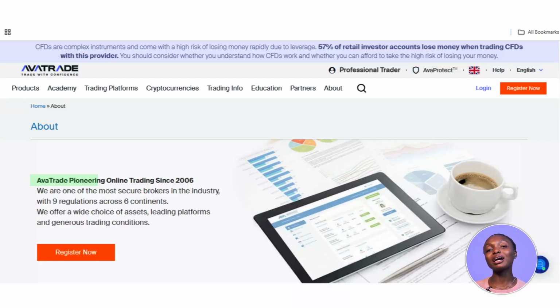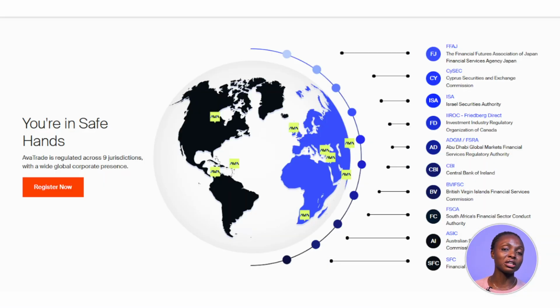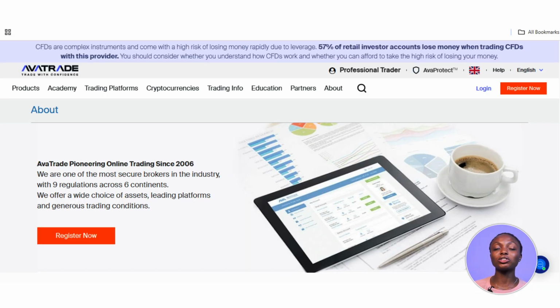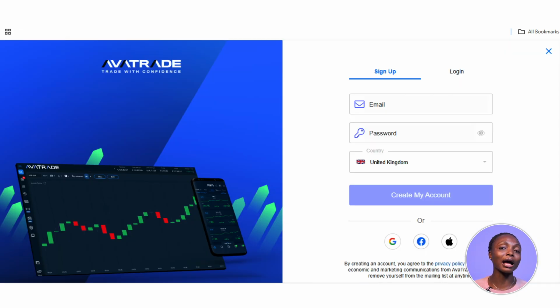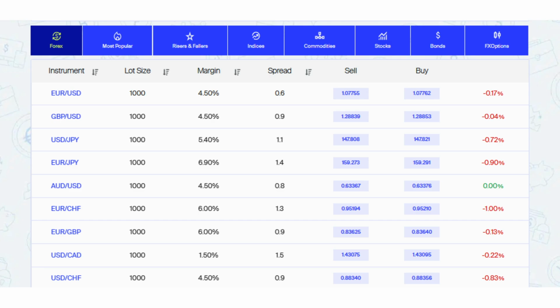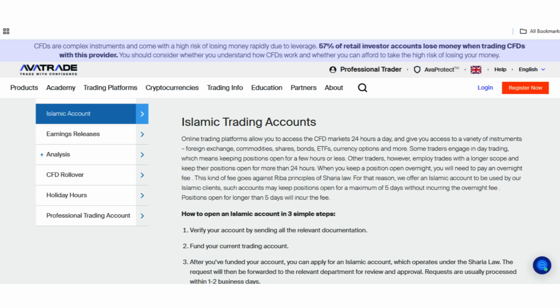Now to the next broker, which is AvaTrade. In 2006, AvaTrade was established and it is regulated by 9 regulators, which involves SISEC and ASIC. One difference between AvaTrade and the 3 brokers we've earlier talked about in this video is that AvaTrade offers only one account type for retailers. Their spreads for major Forex pairs can go as low as 0.6 pips, and they have the Islamic account option that has 5 days swap-free trading experience.